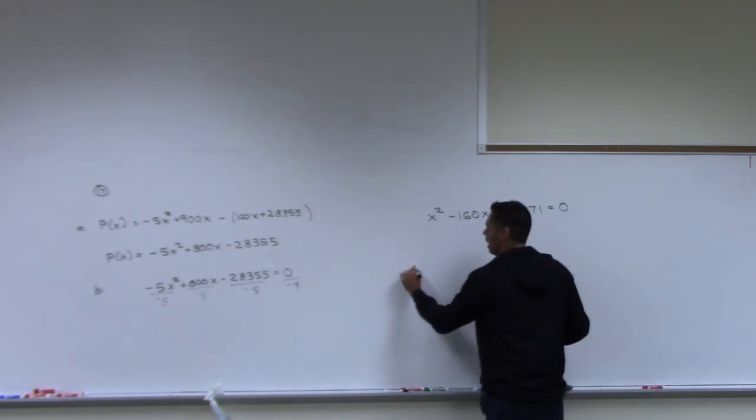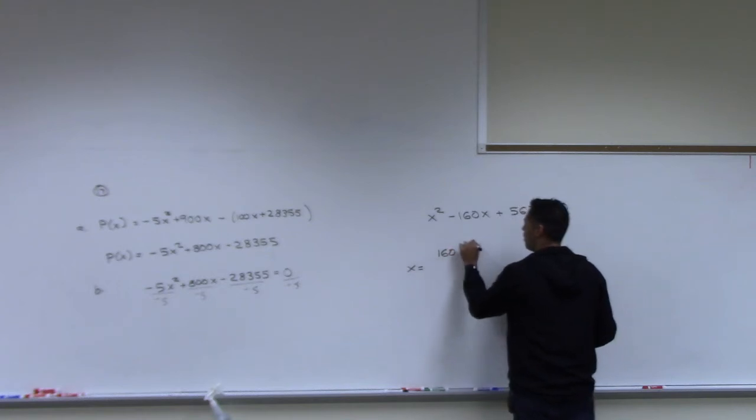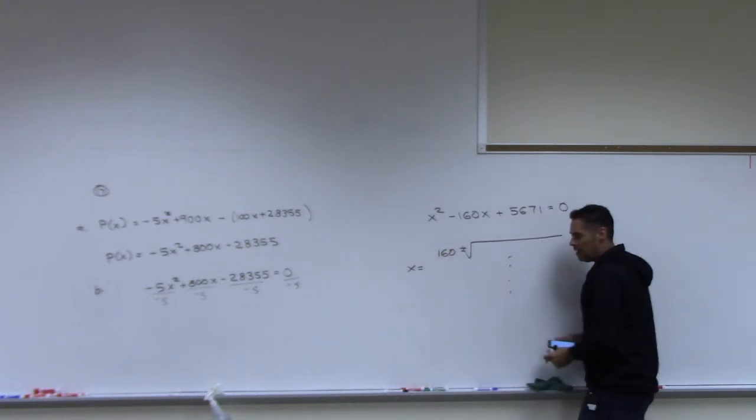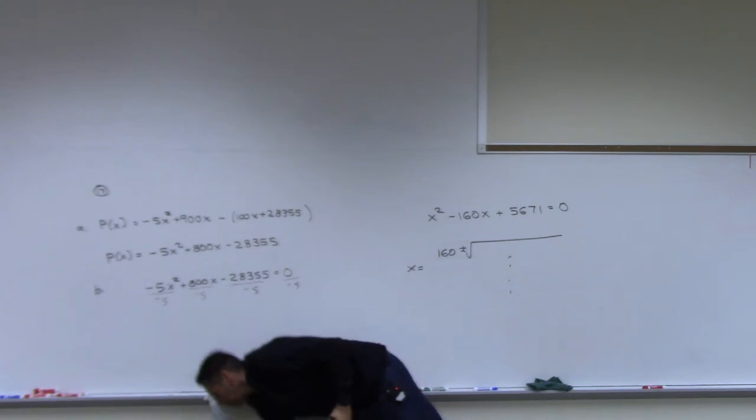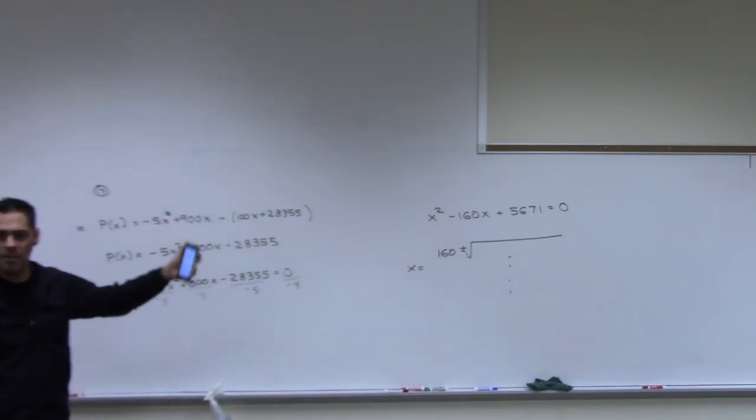So here we would do x is equal to negative b plus or minus the square root of b squared minus 4ac, over 2a. Okay, let's move on to the next problem. You could get those. Maybe next class someone can volunteer what they got for the answer.